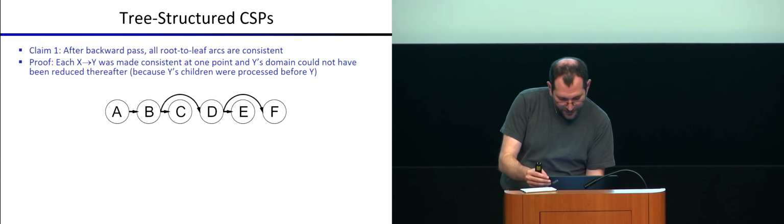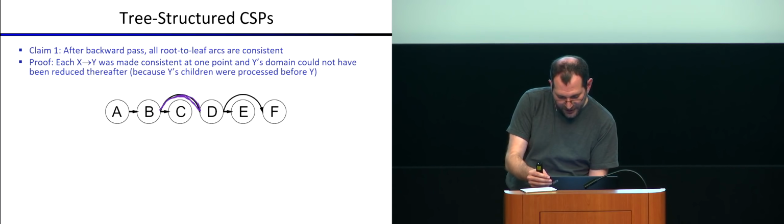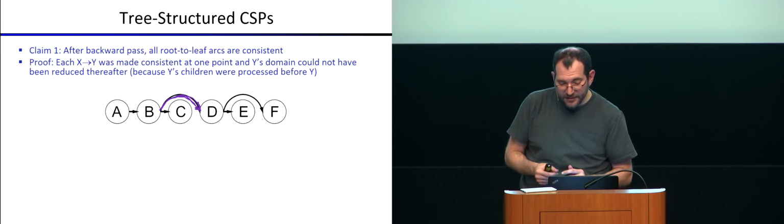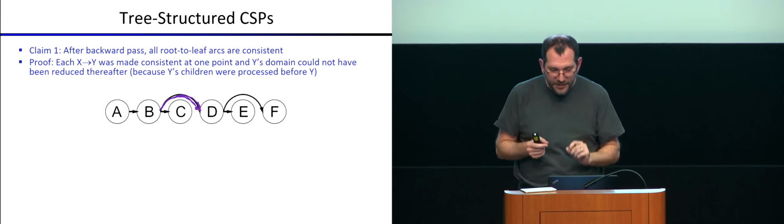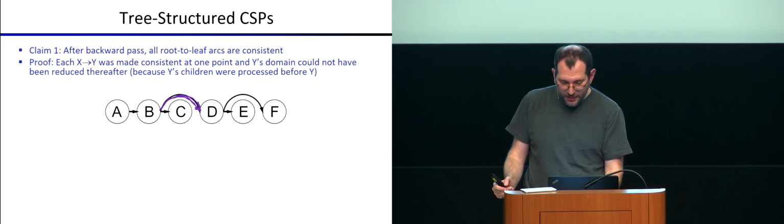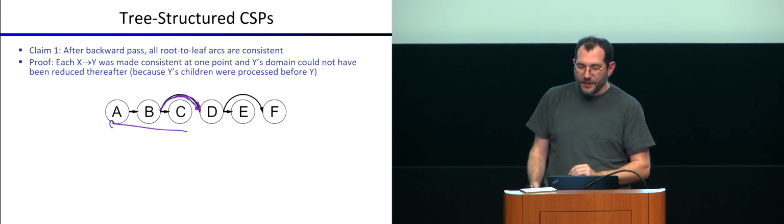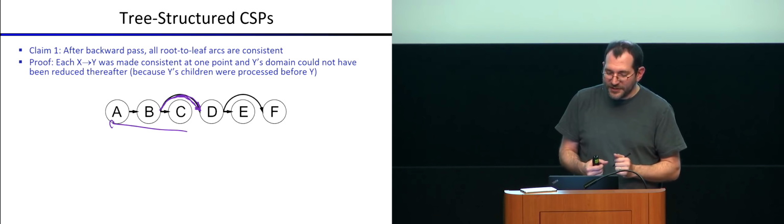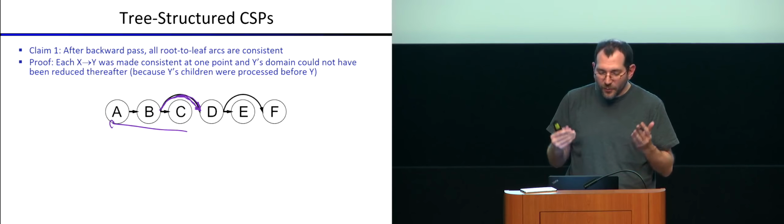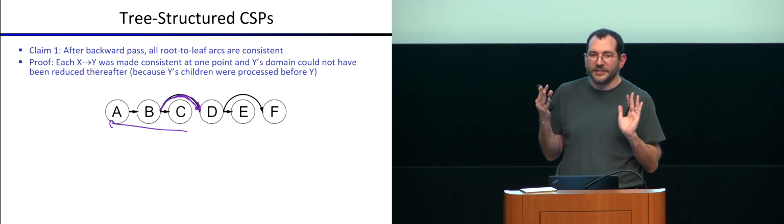So for example, let's take B to D here. We visited this arc when we processed D. We made it consistent. It was consistent for that brief moment in time. And then we did some computation. But all the computation we did was on this side, right? So what could make this arc that was once consistent? What could ruin it? What could ruin the beautiful consistency of B pointing to D?